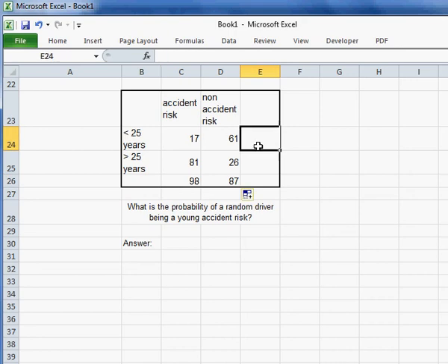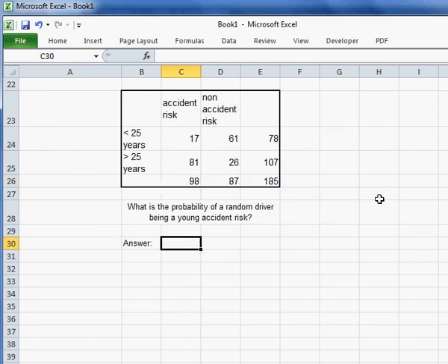So there's our column sums. Here's our row sums. And if I add these two together, we've done it right. They should add to the same number, which they do. So you get 185 observations in our sample.